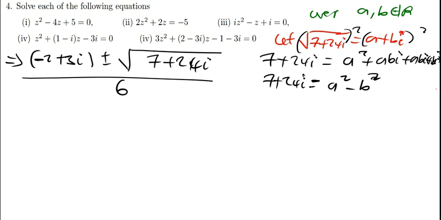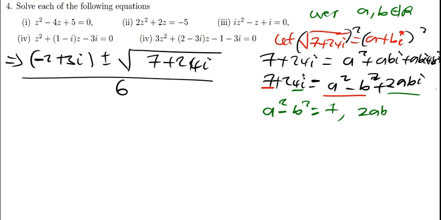It's the same as the equation we solved, so the middle term will be 2abi. Now the real part should be equal to these two, and the imaginary part should be equal to 2ab. So I'll say a squared minus b squared should be equal to 7. That is equation 1. 2ab should be equal to 24, like that.